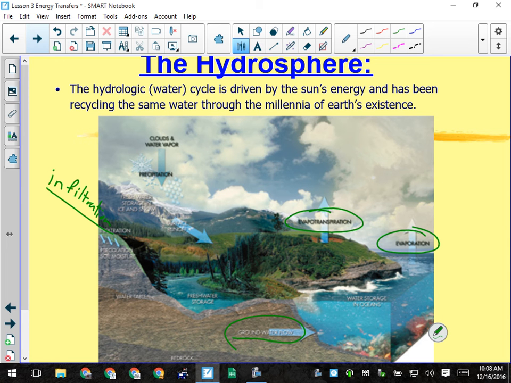How many people have a well at home? Draw their water from a well? Nobody? Okay. Water gets stored underground in what are called aquifers. You tap an aquifer with a well. And if there's enough water in the aquifer, there's pressure that'll push it up, and you don't even have to have a pump. It'll just come right out. So that's what we access when we get drinking water.